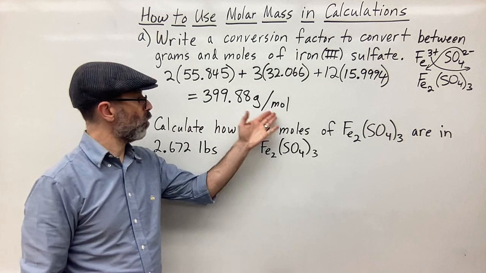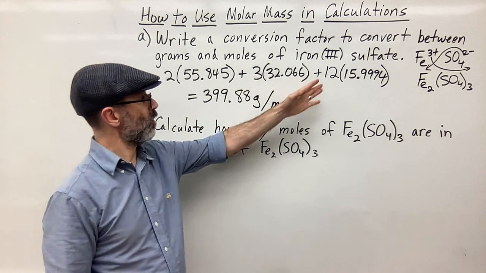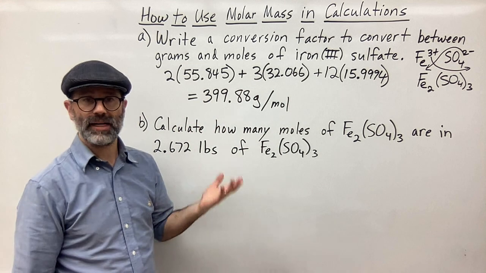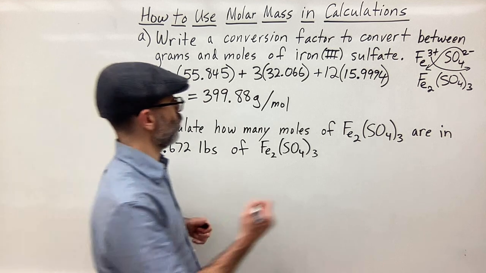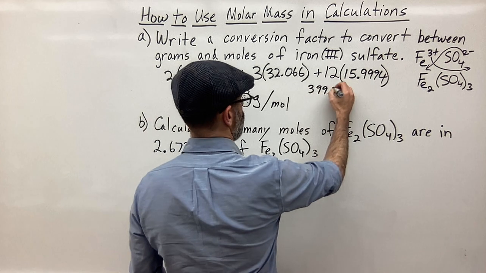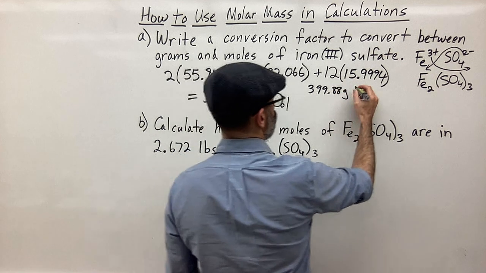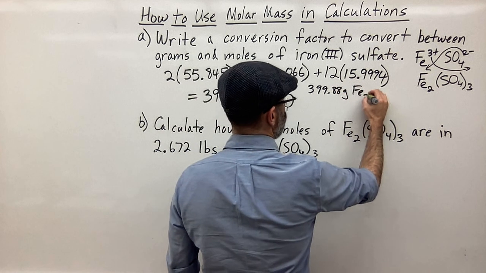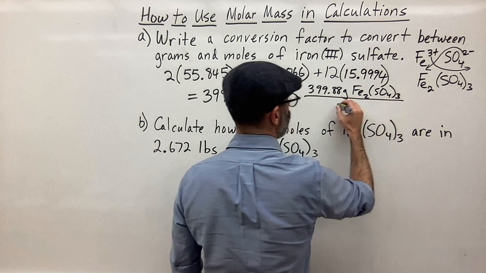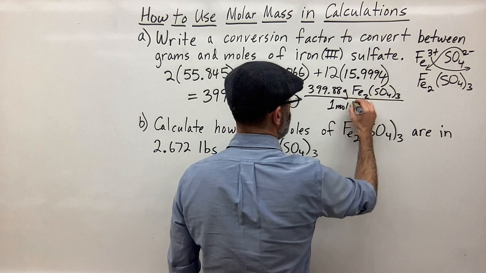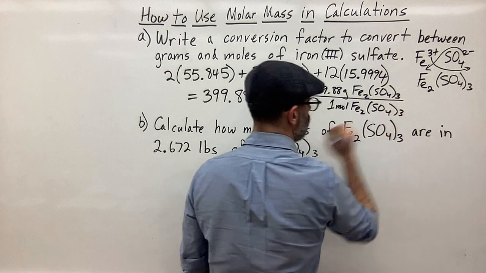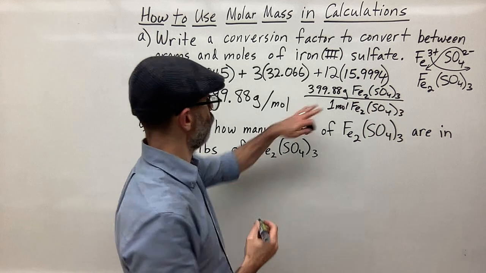So for every 1 mole of the iron 3 sulfate, I have 399.88 grams. So I can set that up as a conversion factor, right? So again, I could either have 399.88 grams of my Fe2(SO4)3 over 1 mole of the Fe2(SO4)3, or I can flip it, right?